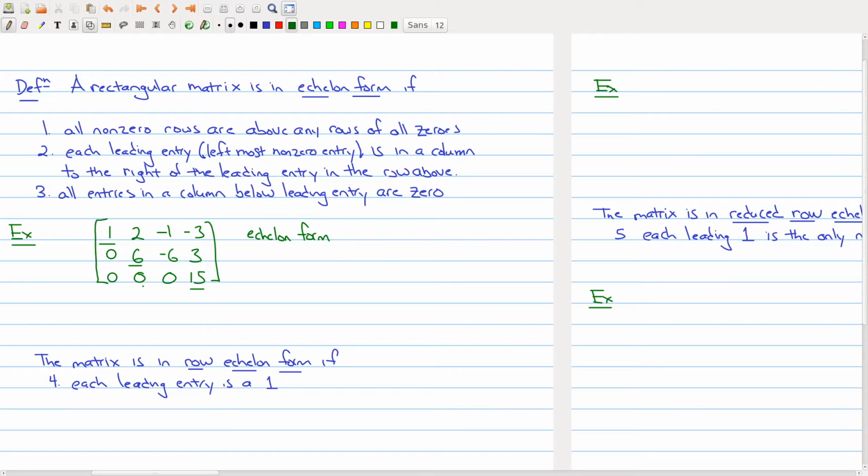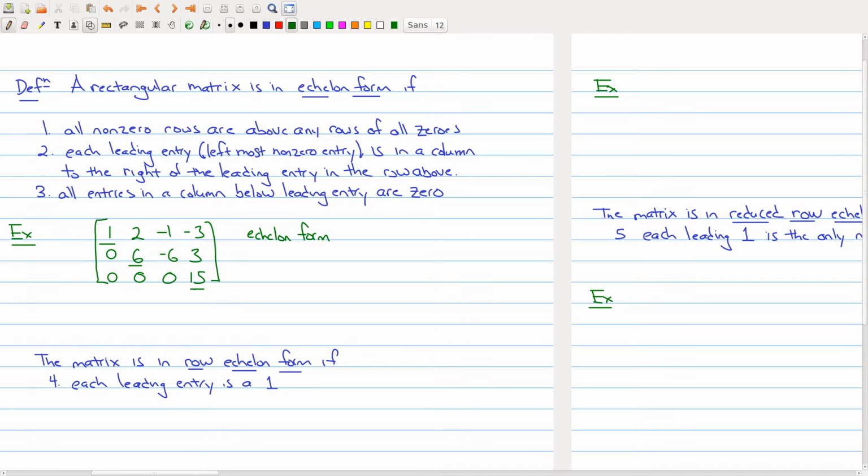So a matrix is in row echelon form if each leading entry is a 1. So if we go back to my matrix up here, and we have a 1, a 6, and a 15, that's not going to be in row echelon form because I have a leading entry of a 6 and a leading entry of a 15. Neither of those are 1.